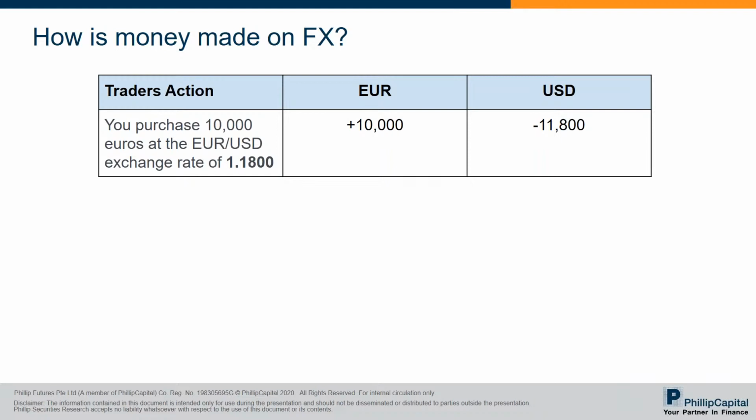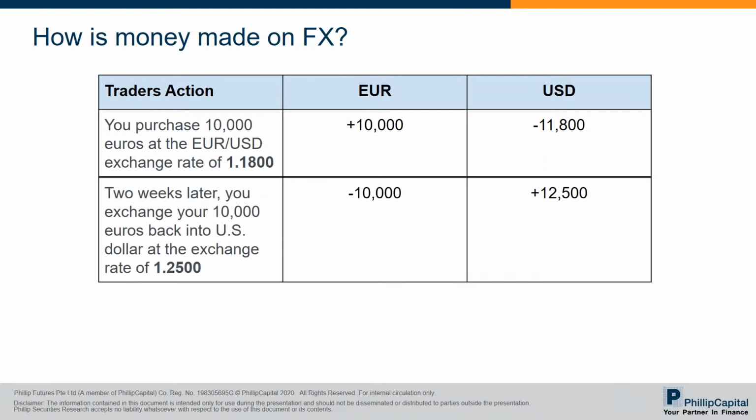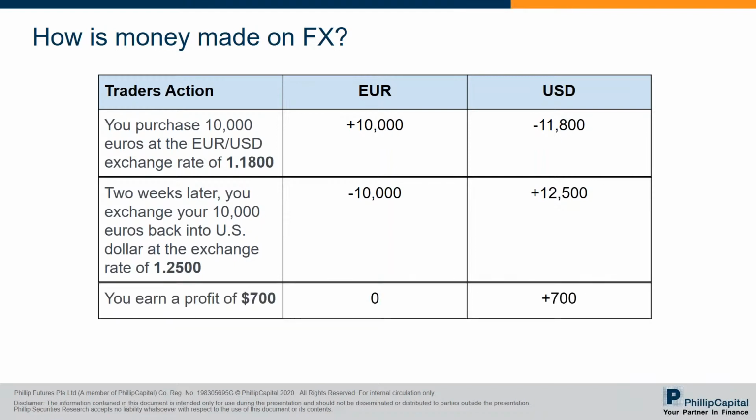Let's say 2 weeks down the road, the exchange rate has appreciated to 1.25. At this time you're looking to sell. So when you sell, you are selling 10,000 euro. But in return for selling, you are receiving 12,500 USD because the exchange rate has now increased. So you buy at a lower rate and you sell at a higher rate. That is how the simple calculation of profit is made on a Forex transaction.